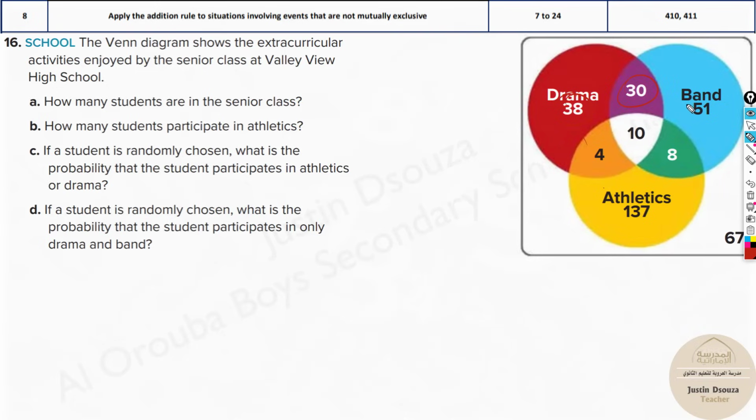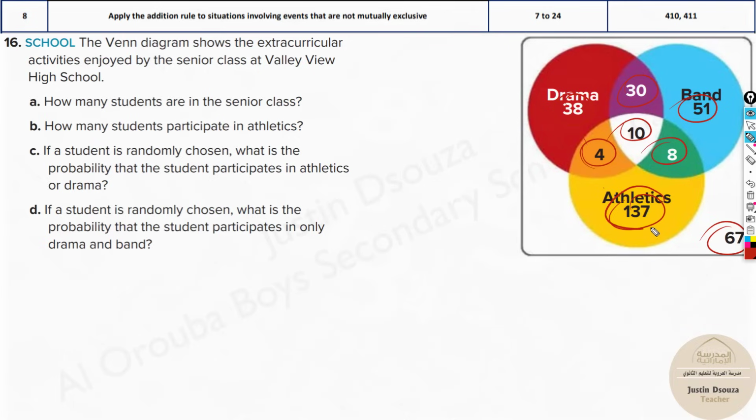It'll be 38 plus 30 plus 51 plus 10 plus 4 plus 8 plus 137, and just add all the numbers. That would be the total number of students. That is very important to find other probabilities. How many students participate in athletics?